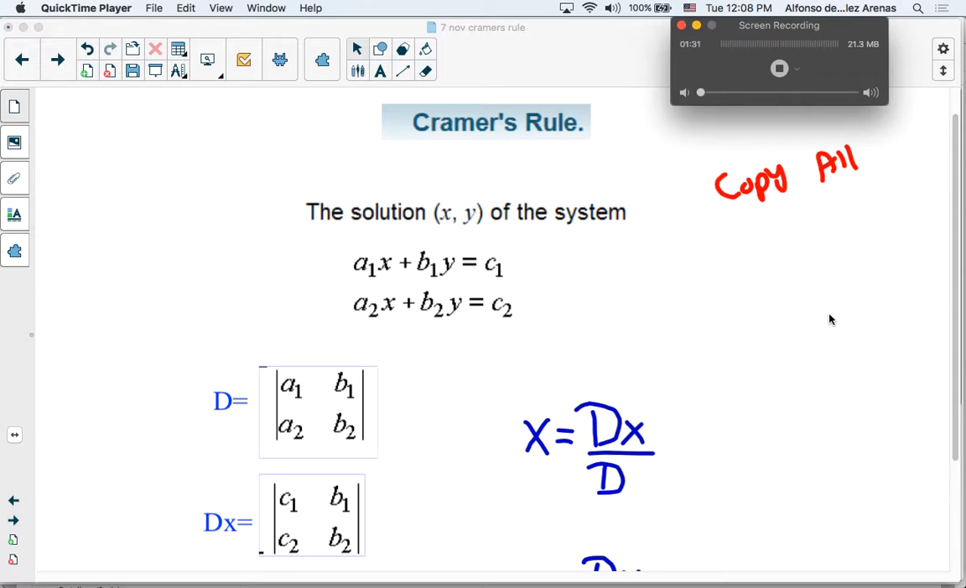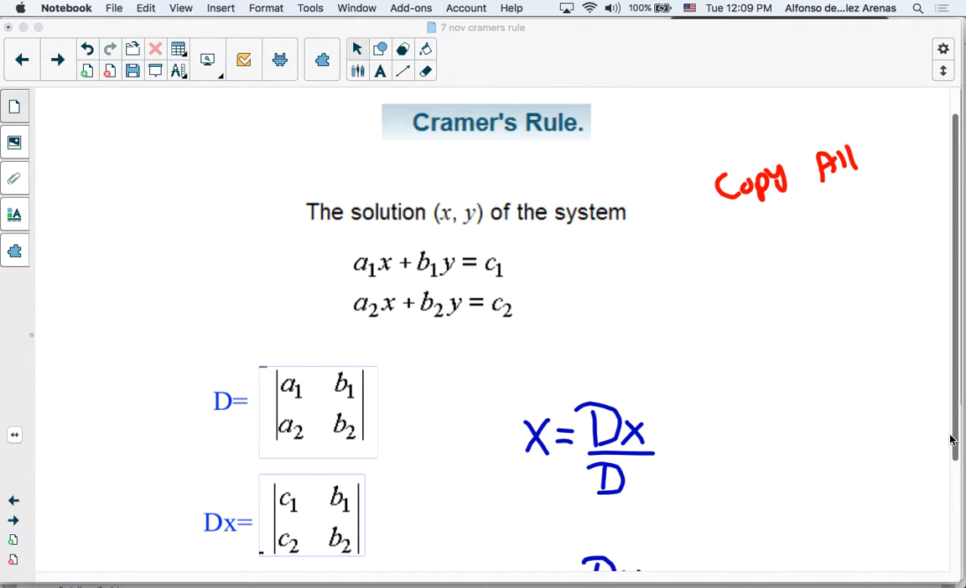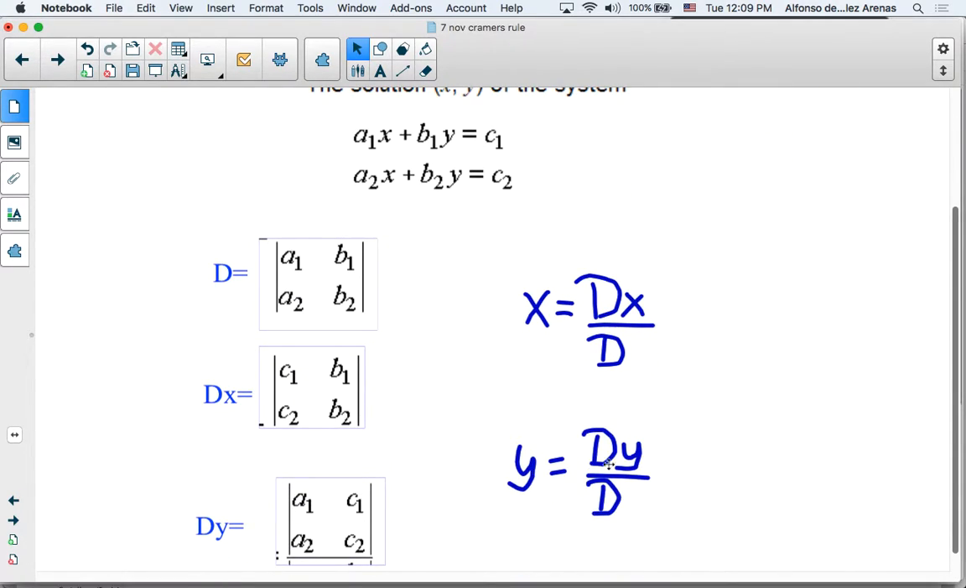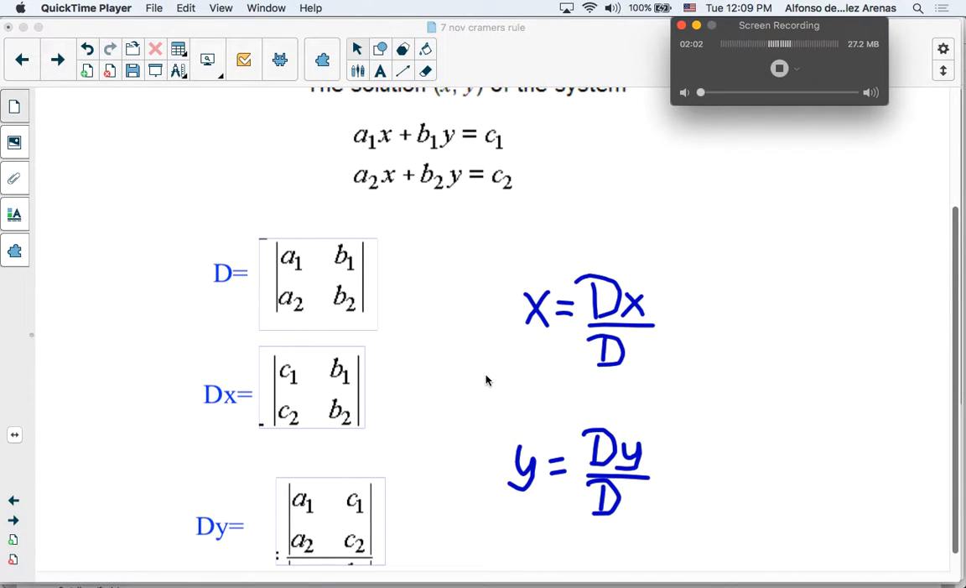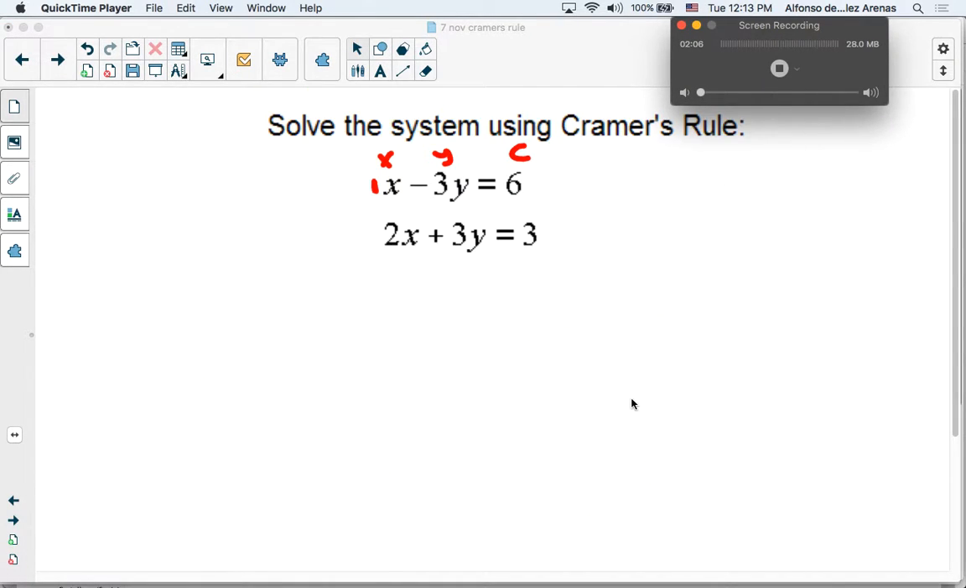Okay, so, but Cramer rule is only this simple operation. Cramer rule says that to get the value of x, you need to divide the dx over the d. So to find x, you need to divide the value of dx over the value of d. And to find y, you need to divide the value of dy over d. And that will give you the answers or the solutions of the system. And just that.